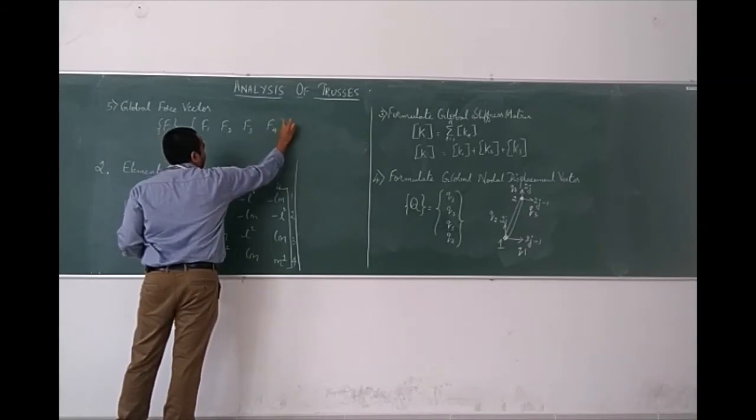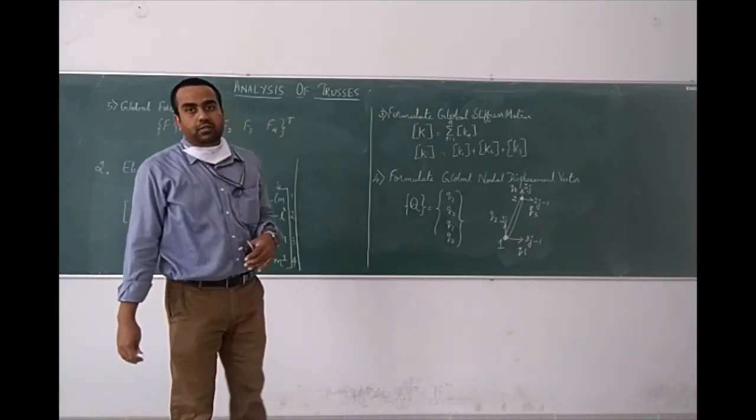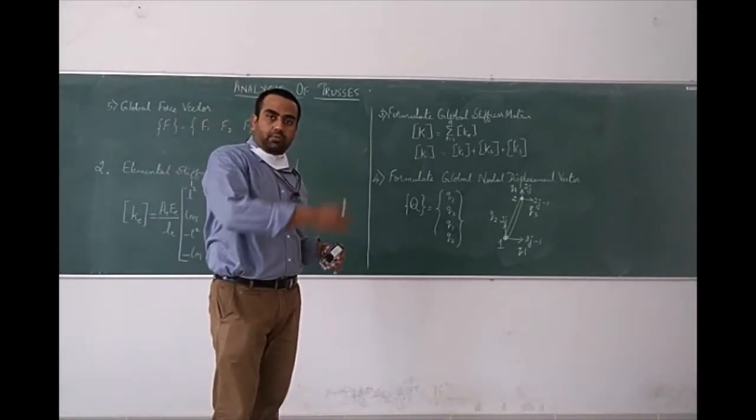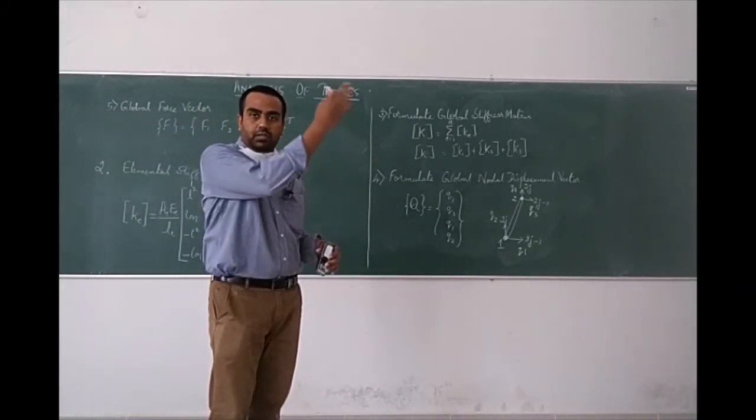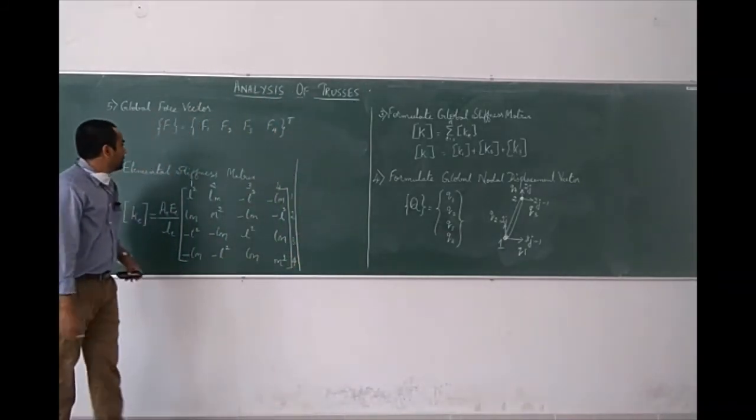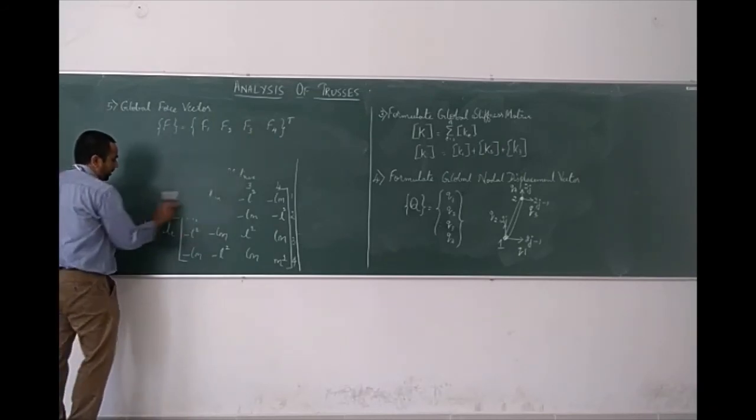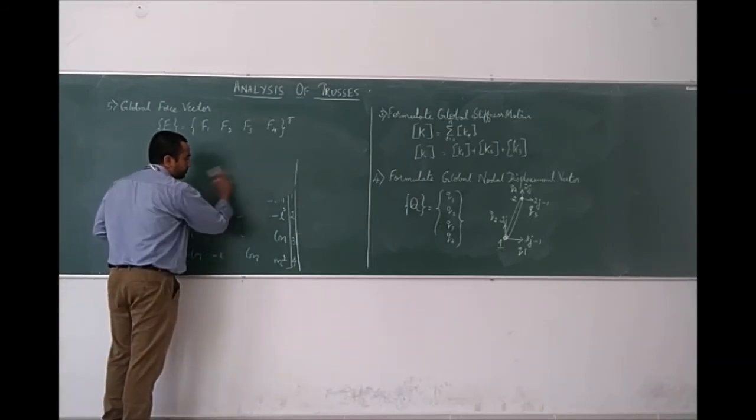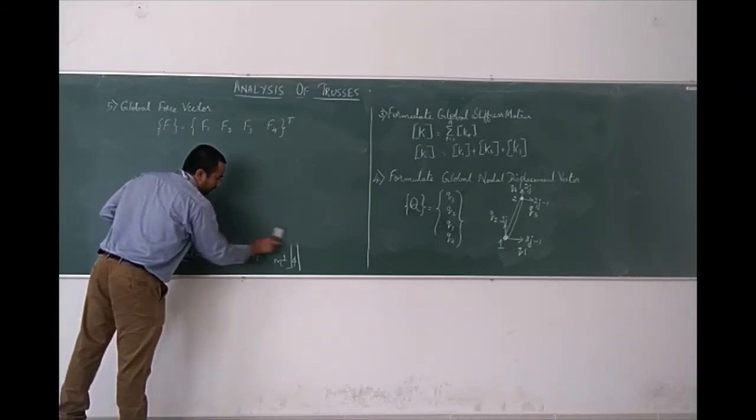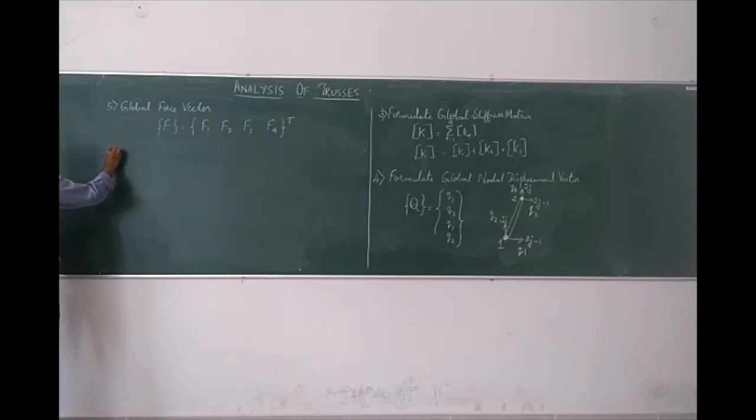Q4 transpose. I hope everyone is aware of what a transpose matrix is. What we have written in a row, we write in a column, and if it is written in a column, applying transpose gives a row. So this is what it is. Now once the global force vector is found, we formulate the equilibrium equation. The equilibrium equation is given by the same one we had previously discussed.